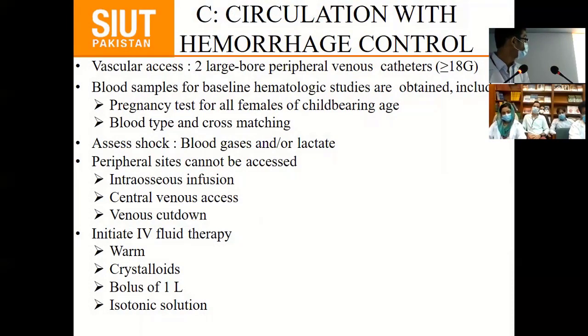In resuscitation, we must obtain vascular access with a large bore peripheral venous catheter, at least 18 gauge. If we have 16 gauge, it will be more beneficial. Blood samples for baseline hematologic studies are obtained, which include a pregnancy test for all females of childbearing age, 15 to 50, and blood type and immediate cross-matching of blood. For assessment of shock, we would send blood gases and lactate level. If peripheral IV access is not possible, then apply intraosseous infusion, especially in children, central venous access or venous cut down. Initial IV fluid therapy will include warm crystalloid fluid, a bolus of 1000 ml, and it should be an isotonic solution.